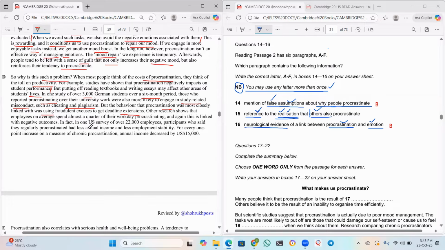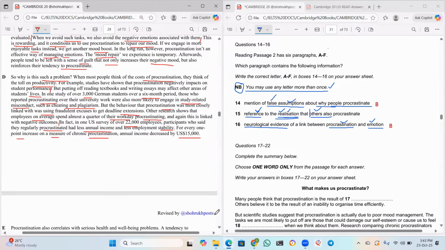Other research shows that employees on average spend almost a quarter of their workday procrastinating, and again, this is linked with negative outcomes. In fact, in one US survey of over 22,000 employees, participants who said they regularly procrastinated had less annual income and less employment stability. For every 1 point increase on the measure of chronic procrastination, annual income decreased by US$15,000.